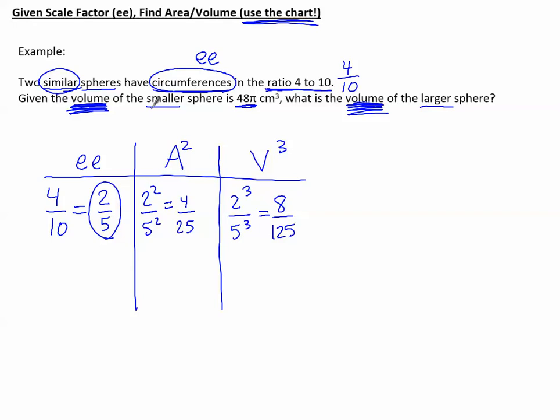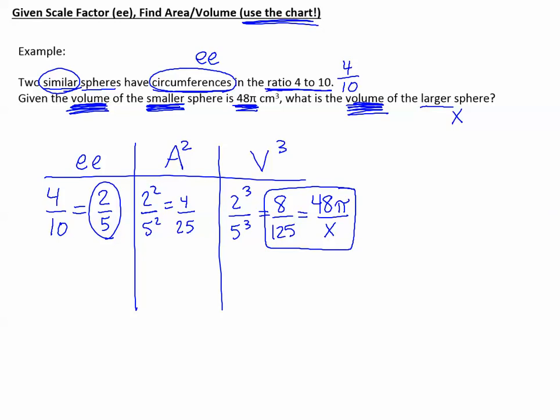Given the volume of the smaller sphere, so the smaller one is 48 pi. Where is the smaller number? It's on top. So we're going to make a proportion with the 8 over 125 by setting this equal to 48 pi. Remember, because it's the smaller one, it goes where the smaller number is. Smaller's on top, bigger's on the bottom in this particular ratio. What is the volume of the larger sphere? I don't know that one. Let's call that x. So x in the denominator. So this is the proportion that we're going to focus on solving.